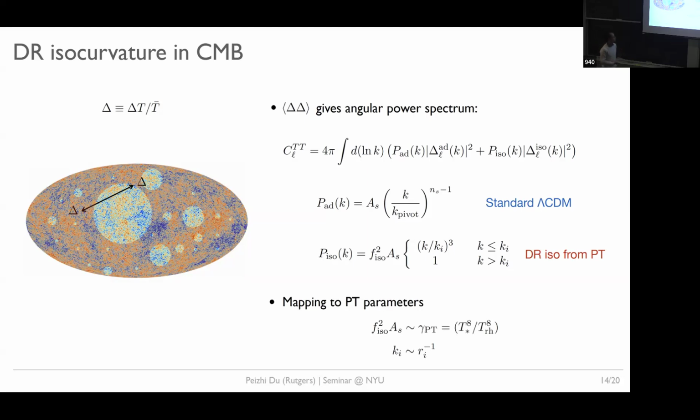Here we can map these phenomenological parameters to the model parameters we considered before. The amplitude, F_iso squared times A_s, is proportional to Gamma_PT over H to the fourth, where Gamma_PT is the phase transition rate over Hubble. We can also rewrite that as the temperature of the phase transition over the reheating temperature to the 8th power. And k_i is the inverse size of the biggest bubble, as a scale of the comoving horizon at the start of the phase transition. That gives you the mapping of these phenomenological parameters to the model we discussed before.